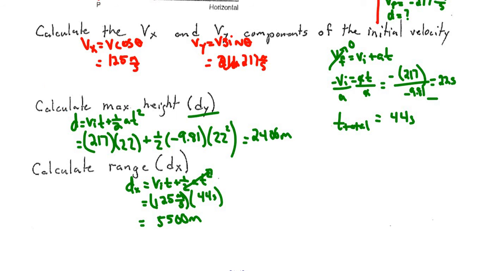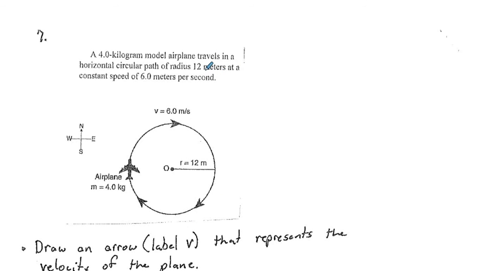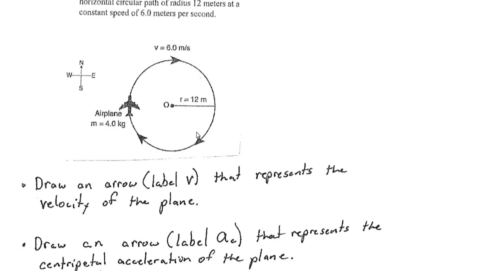All right, and then the last one in this assignment is a circular motion problem. It's a 4 kilogram model airplane traveling in a horizontal circle of radius 12 meters at a constant speed of 6 meters per second. So the first two things are simply drawing the velocity and acceleration vectors. You know that the velocity is tangential to the circle. If I had to draw a tangent, which is perpendicular to the radius, I would get a line that looks like that. So that's my velocity vector. And then my acceleration vector is inward. That's the centripetal piece, and I'm going to label that A sub c.